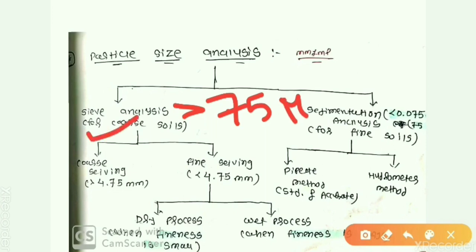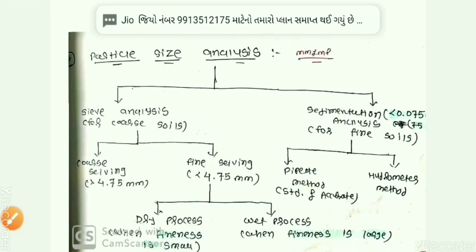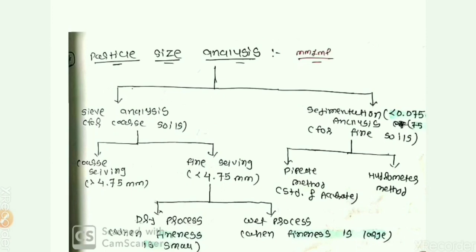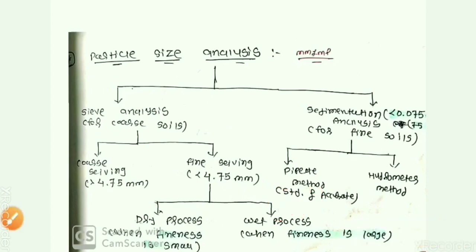In the sieve analysis, there are two types of sieving. The first one is coarse sieving and the second one is fine sieving. If the particle size is greater than 4.75 mm, then it is coarse sieving, and if less than 4.75 mm, then it is fine sieving. But 4.75 mm down to what? Down to 75 micron.